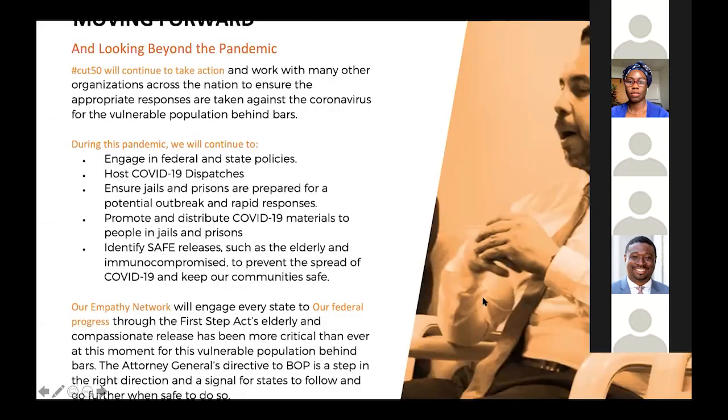Moving forward, looking beyond the pandemic, we will continue to take action with other organizations to ensure the appropriate responses are taken against the coronavirus. We are engaging in federal and state policies. We're hosting COVID-19 dispatches and ensuring that jails and prisons are prepared for a potential outbreak and rapid responses. We promote and distribute COVID-19 materials to jails and prisons, which is what we are going to be doing with you all. We have a network of about 500 people in prison currently that we have access to. We do have relationships also with commissioners and wardens across the country. And that's all I have.